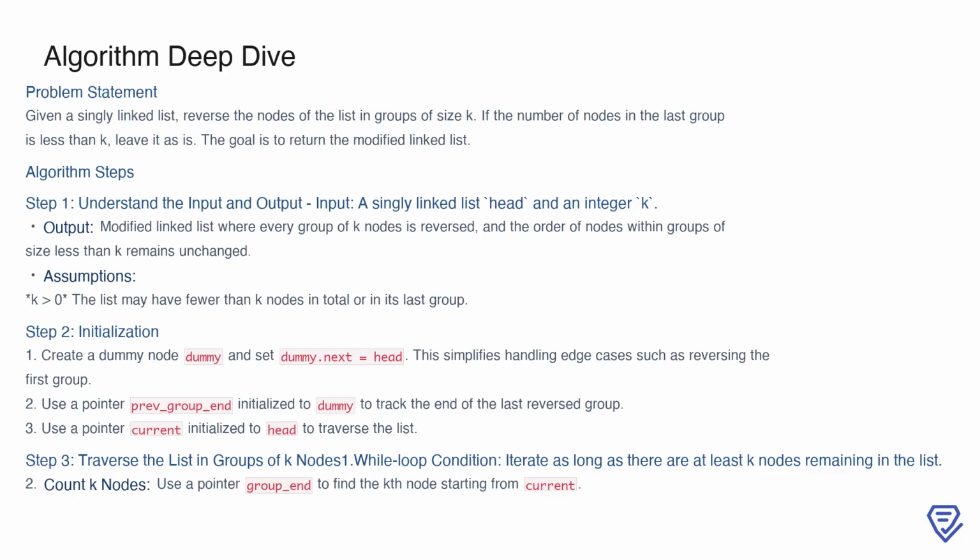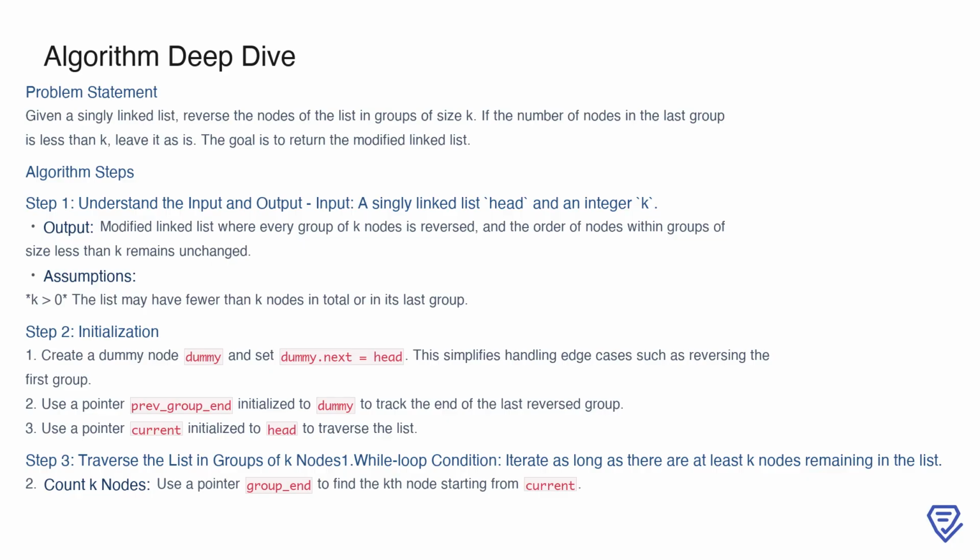Next, we initialize the necessary components. A dummy node is created and linked to the head of the list. This dummy node helps simplify edge cases like reversing the first group. We also use a pointer called prev_group_end to track the end of the last reversed group, and another pointer, current, to traverse the list. These setup steps ensure we can efficiently handle node manipulation as we process the list in groups of k.